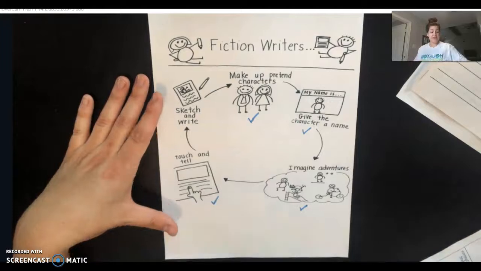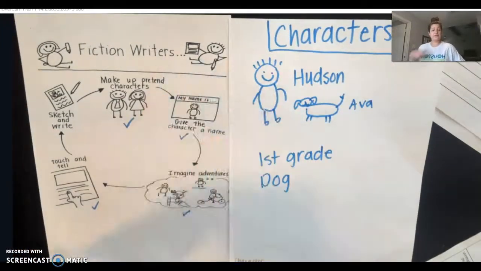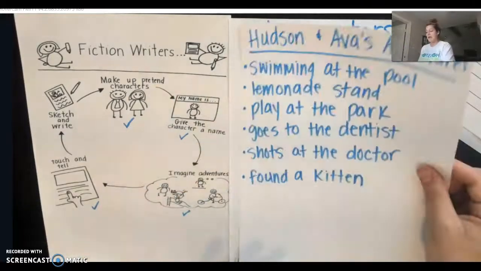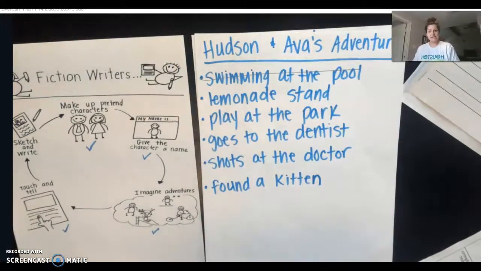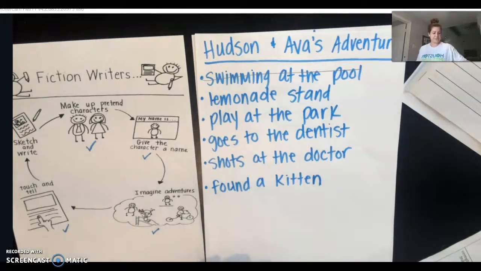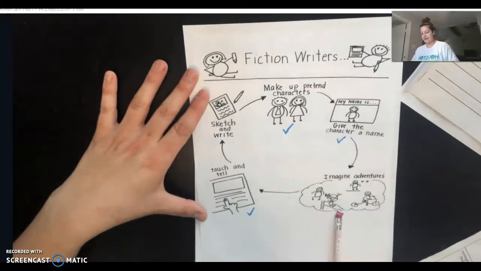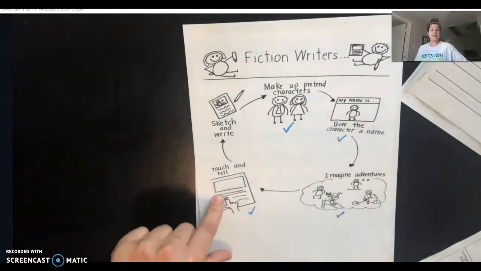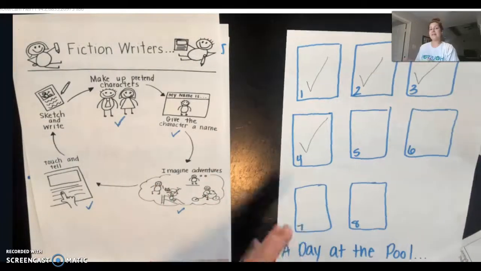Same anchor chart you're going to have up. Remember, we already did all of this. We did the characters. I had my character, Hudson, and his dog, Ava. I'm going to keep using those characters in every single book that I write. But now we have a new adventure. So we did the pool. Next, I'm going to pick another one of these. I'm going to choose to write my next one about maybe playing at the park or going to the dentist. And then I'm just going to start. Already got it. I got my adventure. Now I'm going to do my touch and tell, and I'm going to come up with at least the beginning of my next adventure.